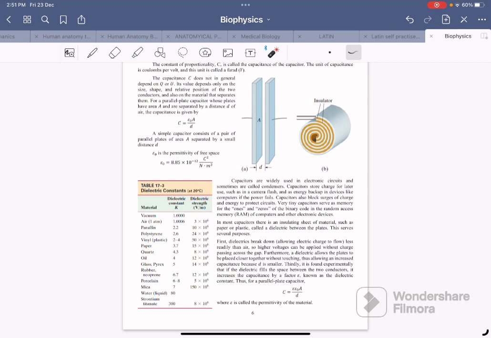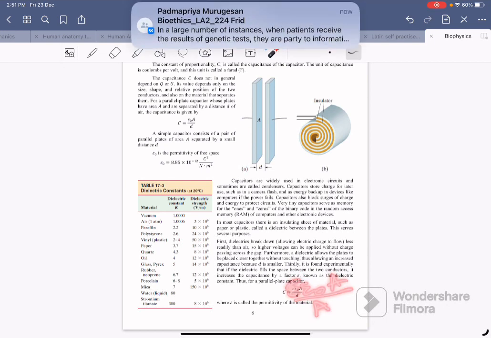because d is smaller. Thirdly, it is found experimentally that if the dielectric fills the space between the two conductors, it increases the capacitance by a factor epsilon, known as the dielectric constant. Thus, the parallel plate capacitor is denoted by C equal to epsilon epsilon naught times area divided by the distance.